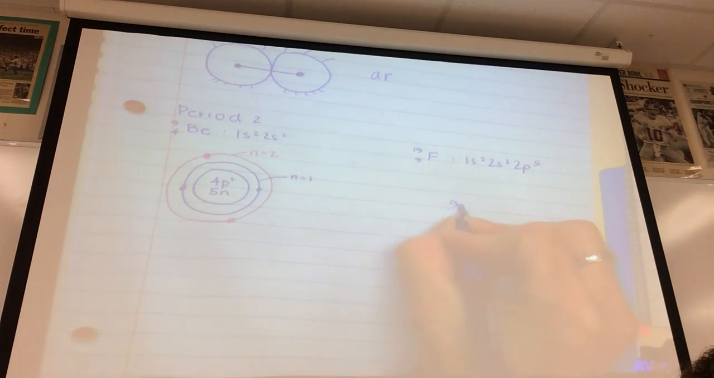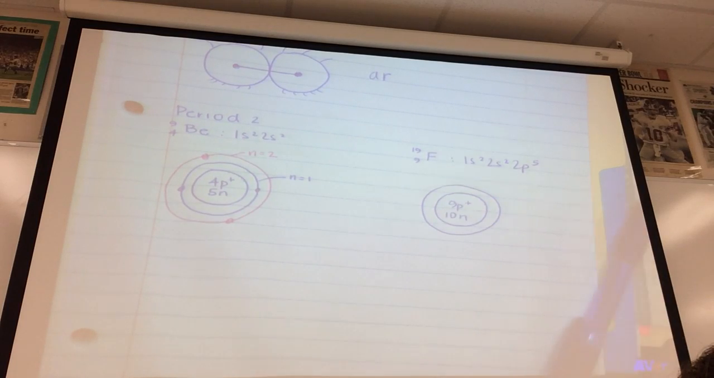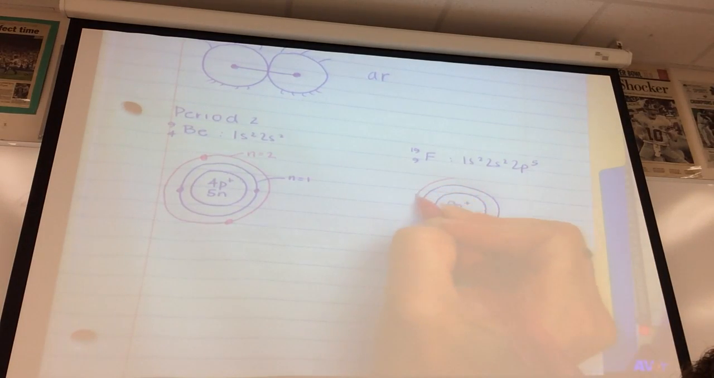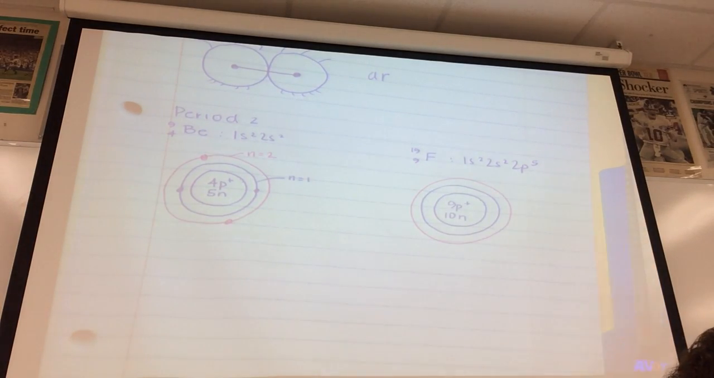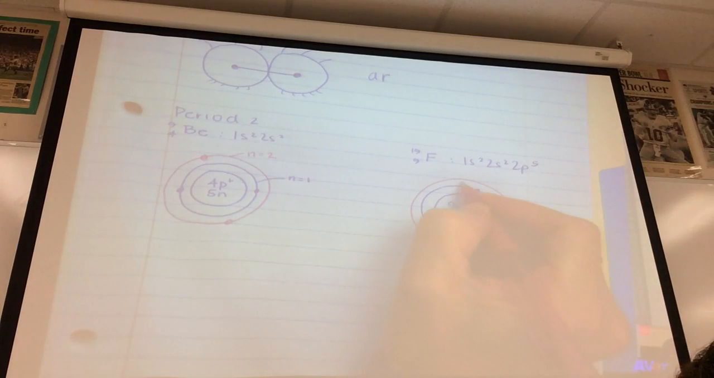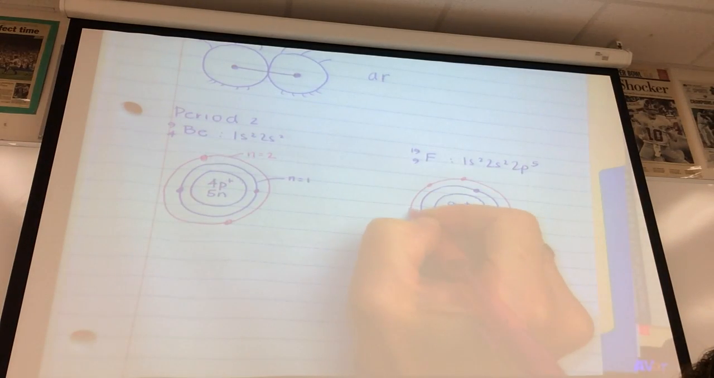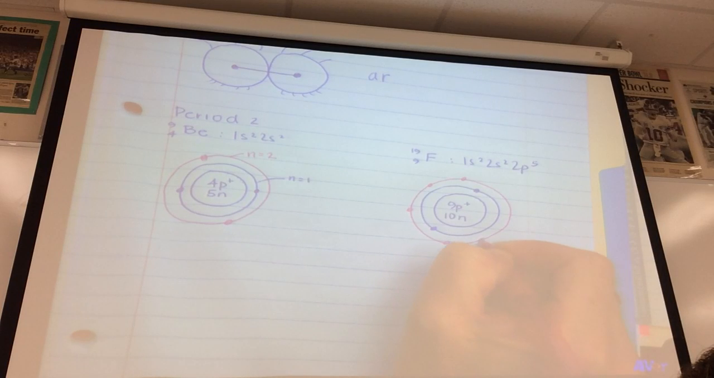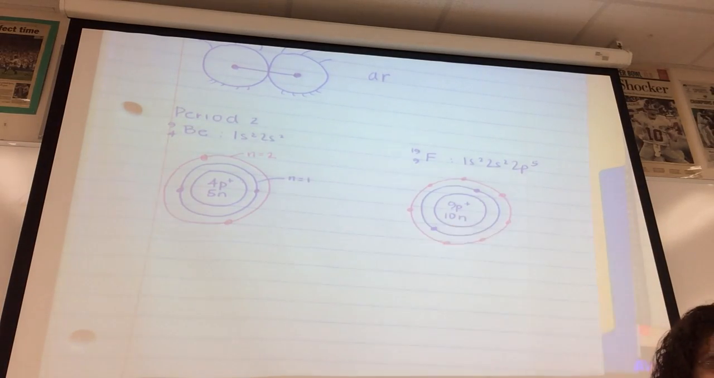Here we have 9 protons and 10 neutrons. First shell, second shell. Circles are a little lacking today. In the first shell, we have 1, 2 core electrons. 1, 2, 3, 4, 5, 6, 7 valence electrons.